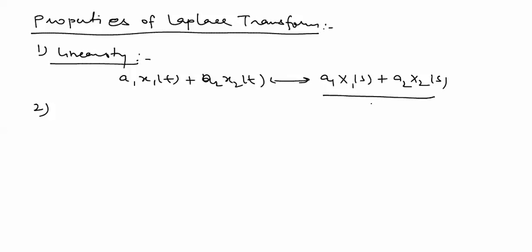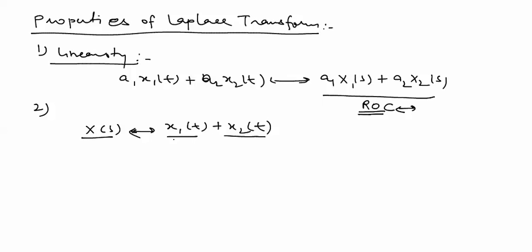We are not strictly told about ROC because ROC is always confirmed from the last expression. We are not sure about ROC because, maybe, of pole zero cancellation in the last expression. For example, I took x1 plus x2(t). Laplace transform is a combination of two components. The first component has one Laplace transform, the second component has a second Laplace transform.